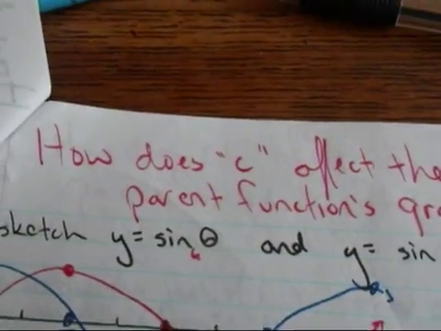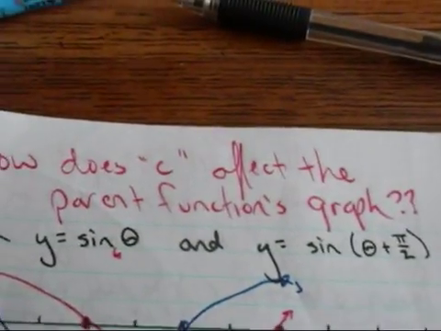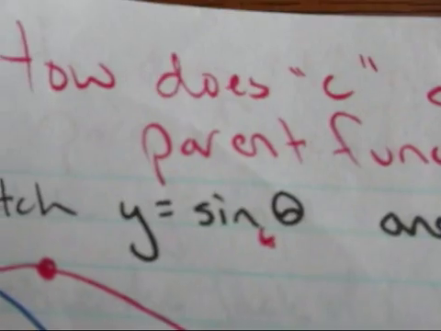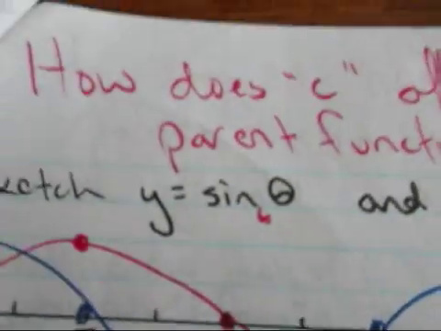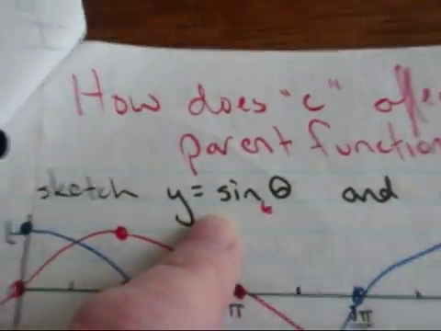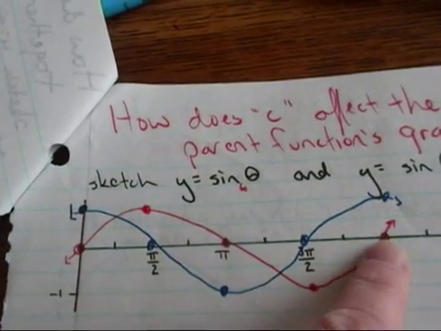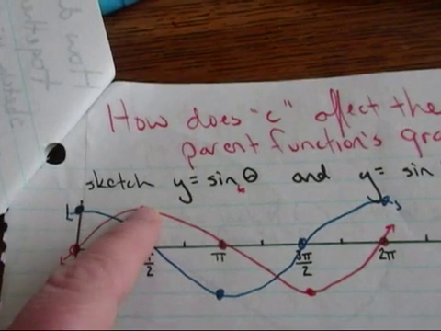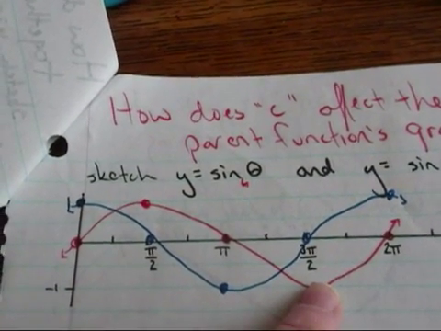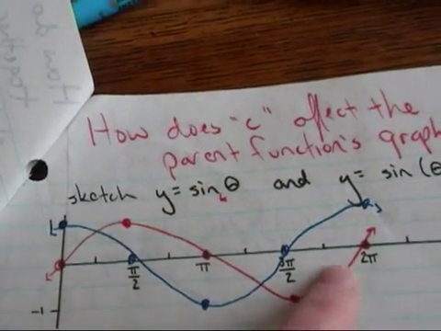Alright, let's look at how the c value can affect the parent function's graph. So if I sketch in red the parent function, y equals the sine of theta, remember I have zeros at 0, pi, 2 pi, a maximum at pi over 2 and a minimum at 3 pi over 2. So there's my parent function in red.